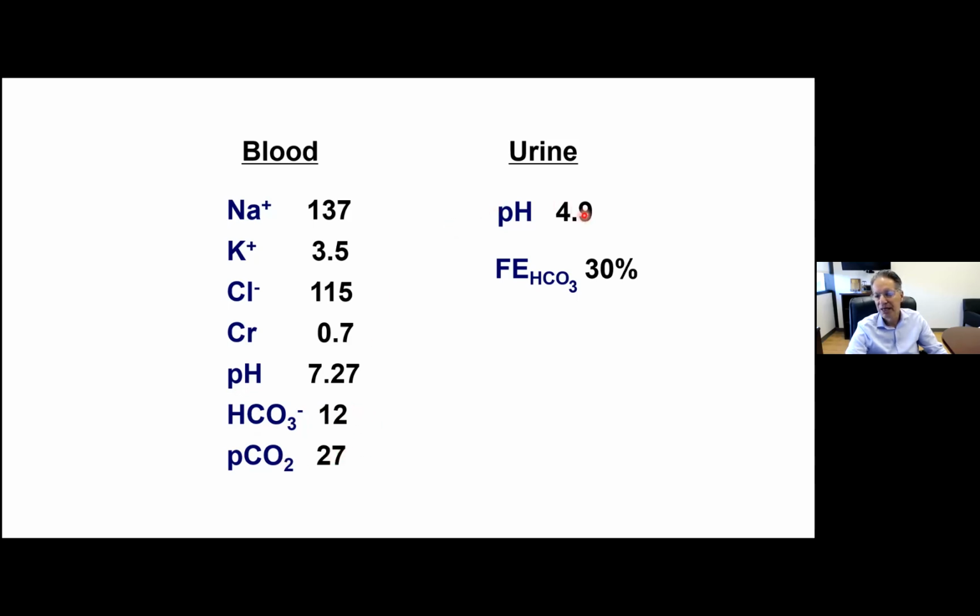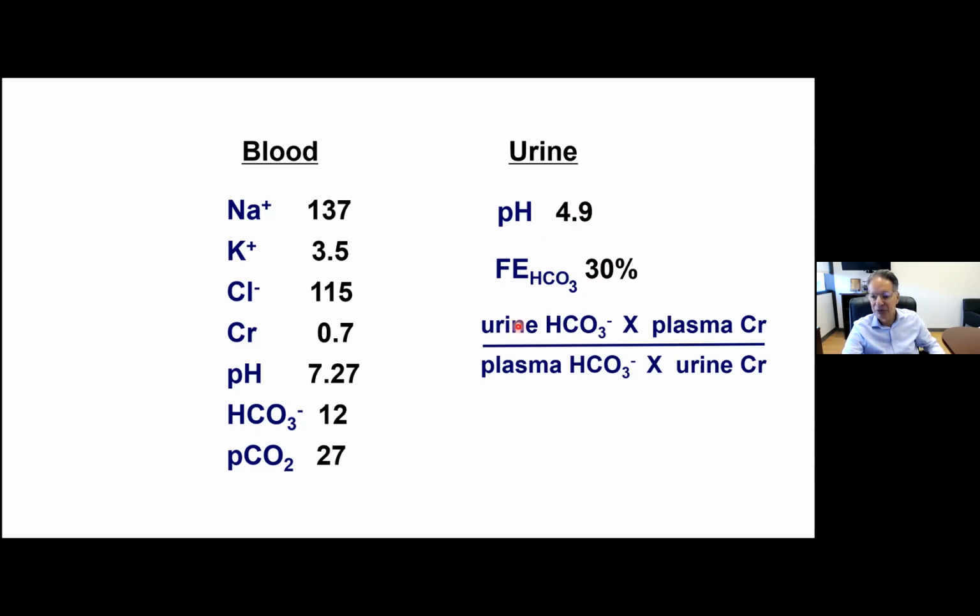Of note, the urine pH was acidic, and the fractional excretion of bicarbonate, which is the amount of bicarbonate excreted in the urine divided by the filtered load, was 30%. Normally, that should be under 1%. We don't excrete our filtered load of bicarbonate, we absorb the majority of it. So to be excreting this much of the filtered load of bicarbonate tells you that there's something wrong with the proximal tubule of the kidney.